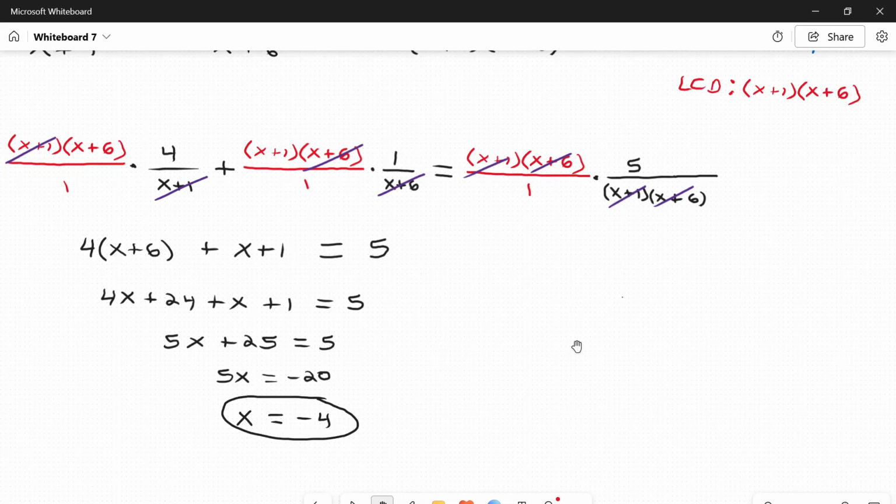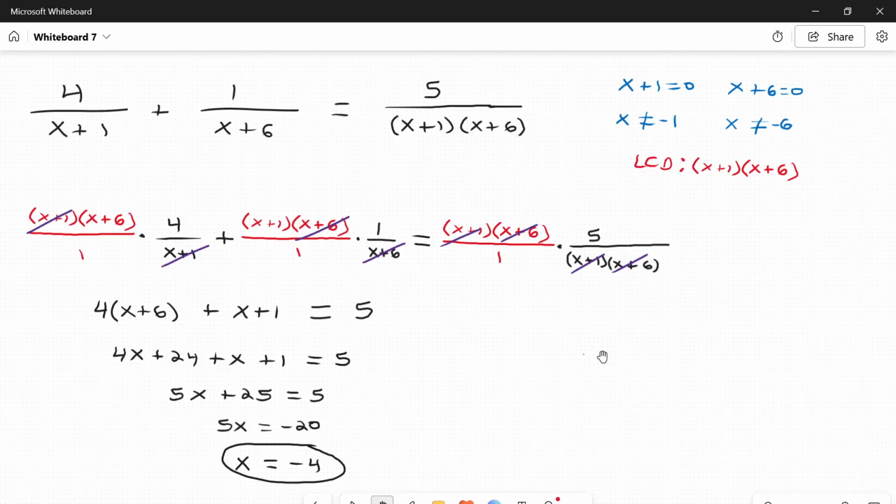Let me revisit my blue domain. So it said that I'm not supposed to get an answer of -1 or -6, but thankfully we didn't. We got an answer of -4. So that should do it.